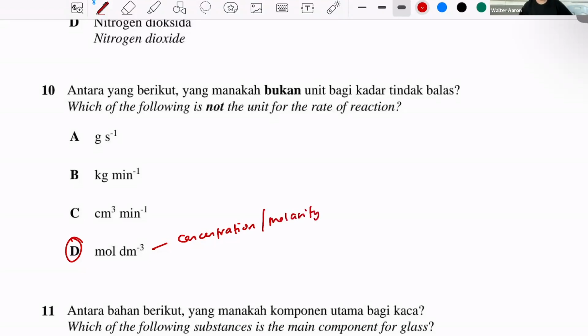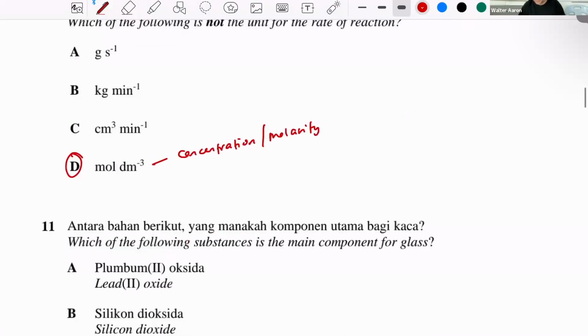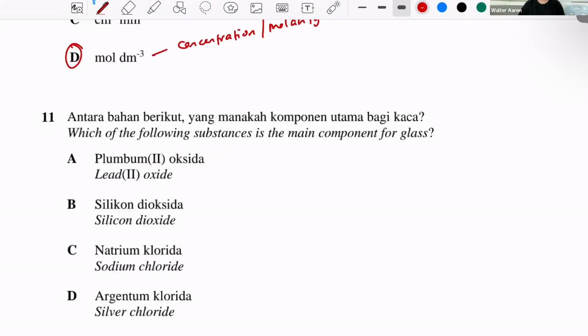Well, the rest is because it's either change in mass or volume of product over time. So every single one has time there, except for D. So D is not the answer. 11, which of the following substances is the main component for glass? So glass is actually sand, and sand is apparently silicon dioxide. So therefore, the answer is B.